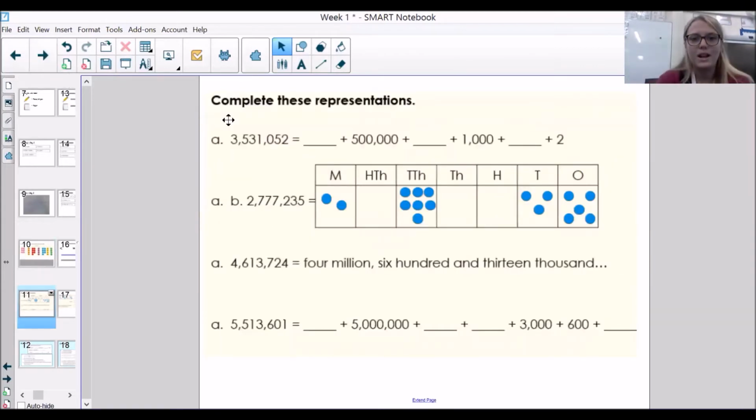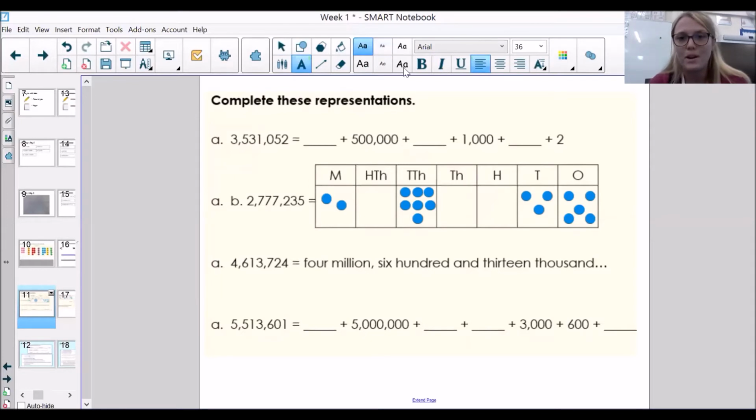Okay, so the first one, let's read this number together. So we've got 3,531,052. Okay, so we're going to start again at the millions. Okay, start with our largest place value. So we've got 3 million. Remember, if you're writing 3 million, how many zeros should it have? 6. Excellent. So we're going to write 3, 1, 2, 3. Okay, so we've got 3 million.